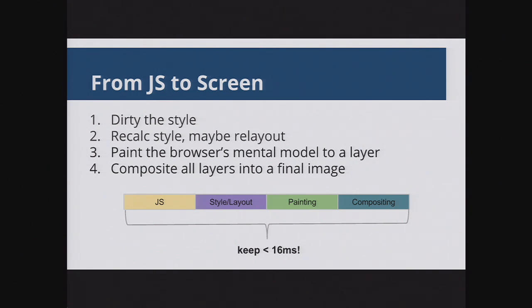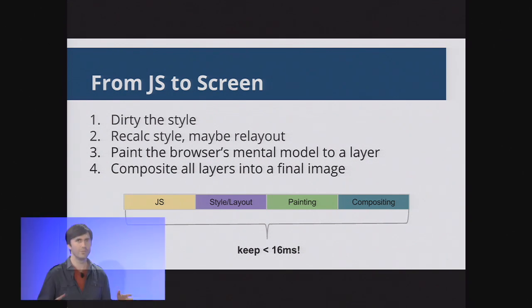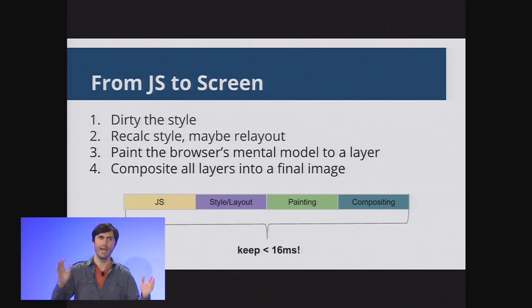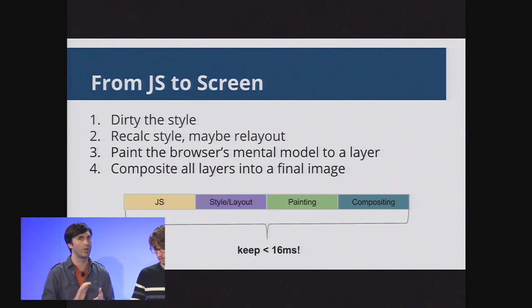And we do that in two parts right now. First, we paint, which is where we take all the lines and we rasterize them. And the second part is we take all those textures that we've made and we smash them together on the screen using the compositor. And that's the stage where you hear layers come about.